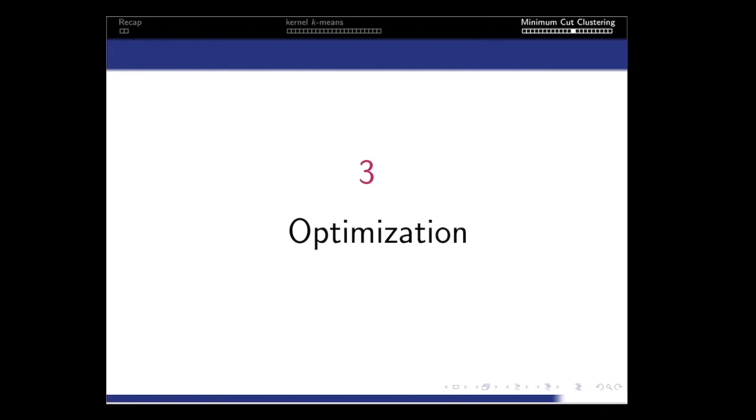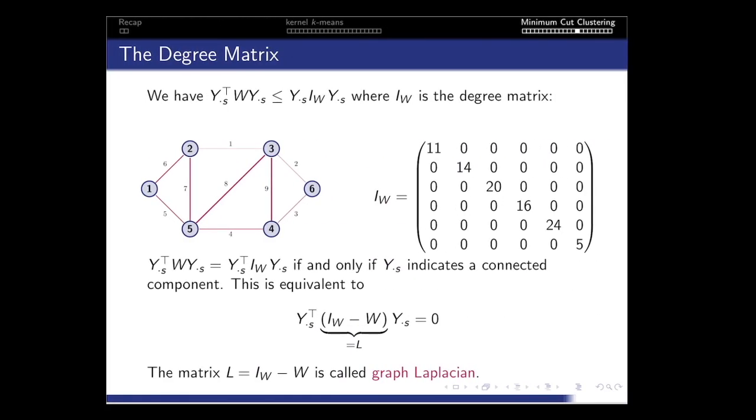Okay, how do we optimize this? Well, first of all, we need to have a look now at the degree matrix, because the degree matrix is important if we talk about graph clustering. So the degree matrix is a diagonal matrix. You see here IW is the notation for the degree matrix of our similarity matrix W. And for every node, it denotes the degree of the node.